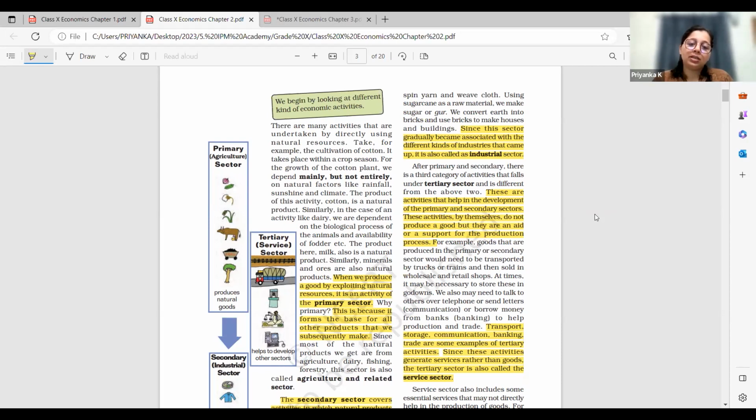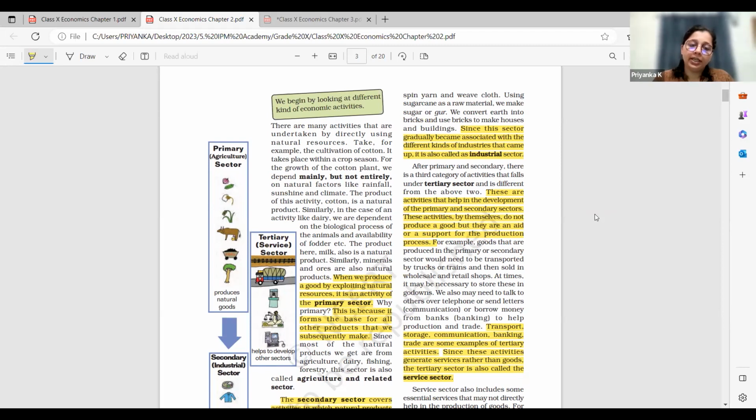So the primary sector basically constitutes the agricultural sector of our country. It produces natural goods. Basically, the primary sector produces natural goods, and milk and dairy, fishery, forestry, etc. are all part of the primary sector.